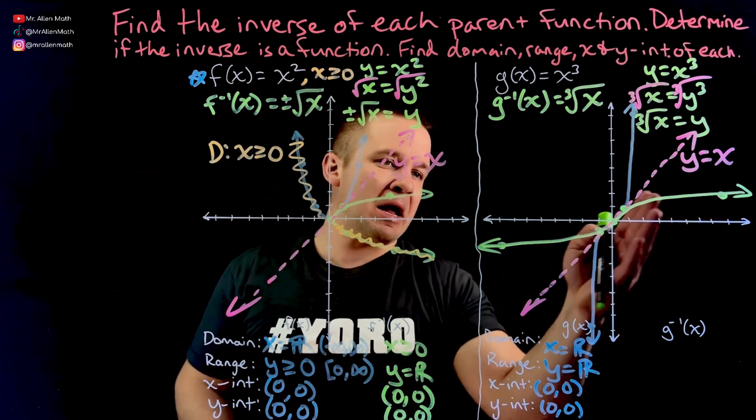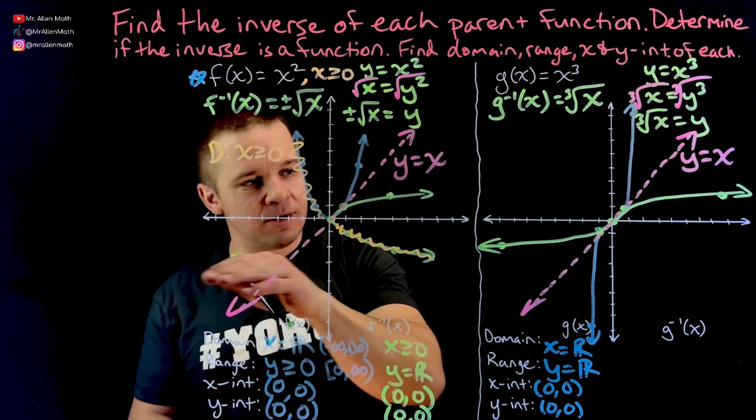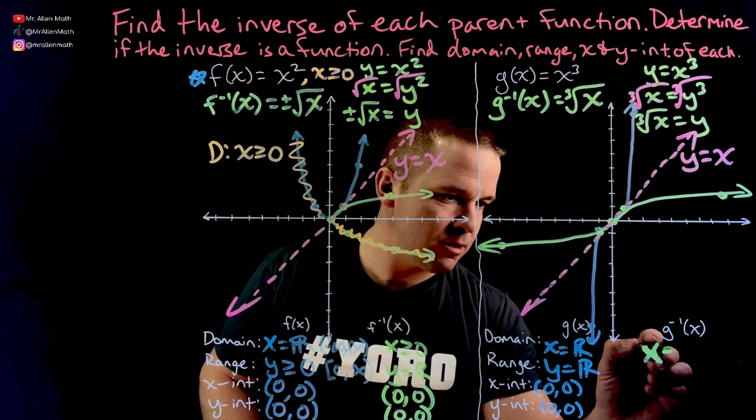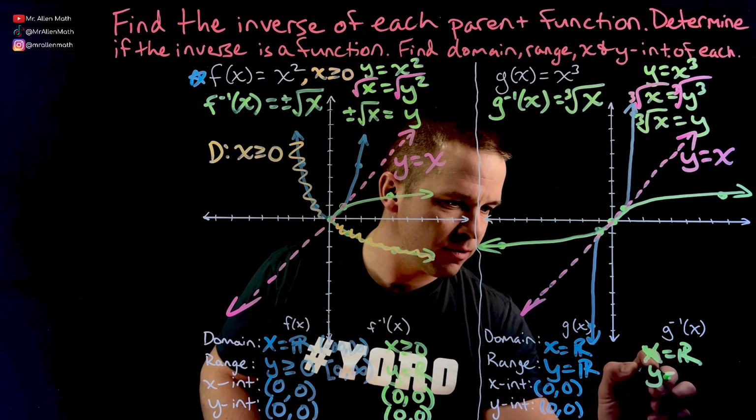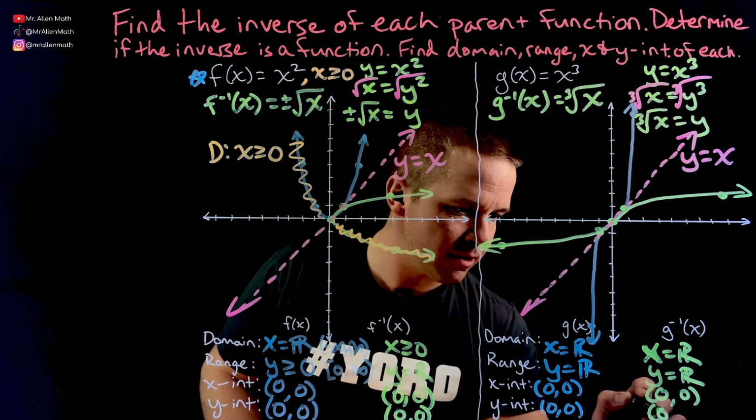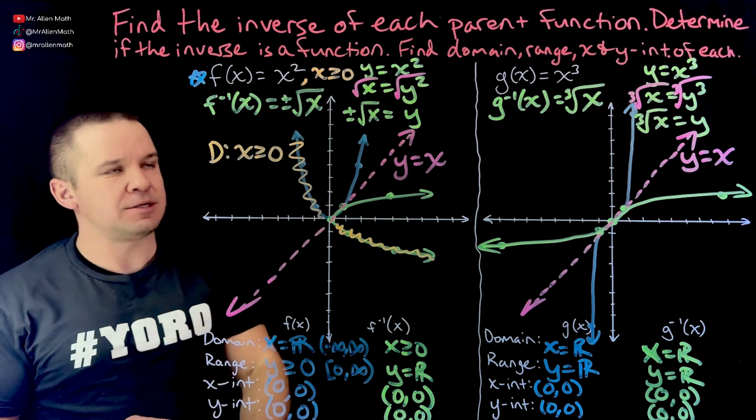I keep going to the right. I keep going to the left. That's all real numbers. It keeps going up and it keeps going down. All real numbers, right? So x equals all reals. Y equals all reals. And then I am passing through the origin. So both the x and y intercepts are 0, 0. Nice, man. It's awesome.